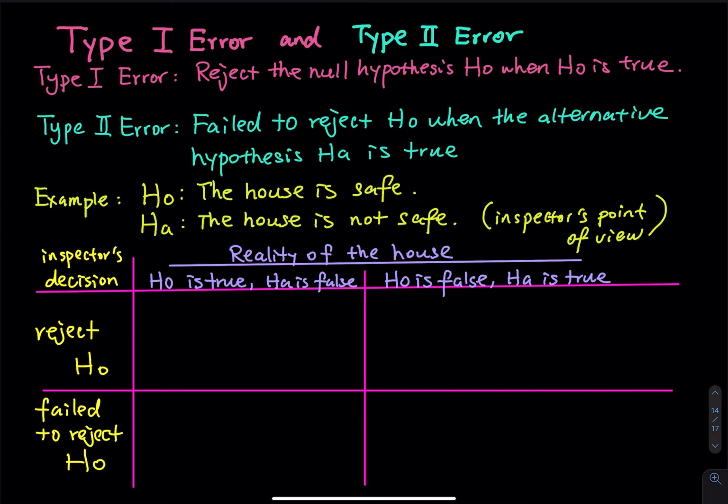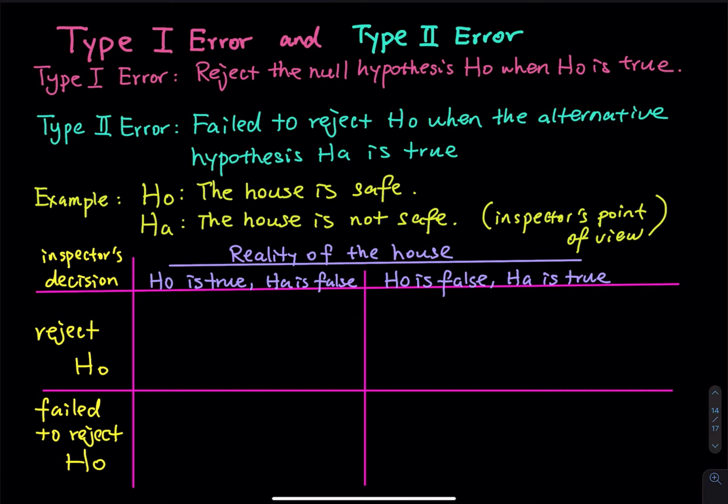So when H naught, the null hypothesis, is true, you reject this true hypothesis, then that constitutes an error. So reject H naught when H naught is true. A statement is true, you reject this statement. What does reject mean? Reject means you just cross out that statement. So this action is an error, so that is called type 1 error.